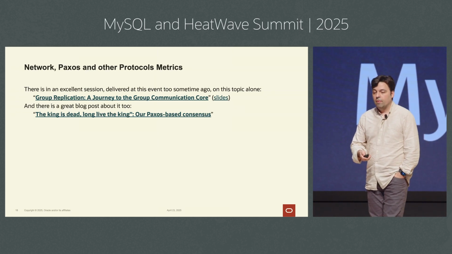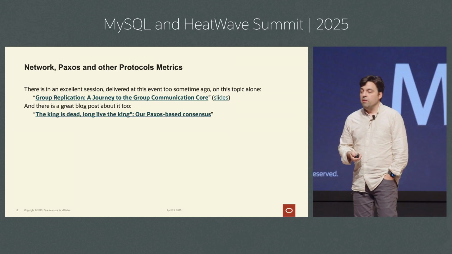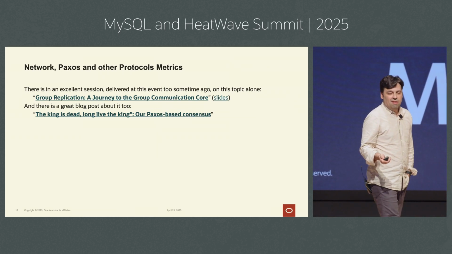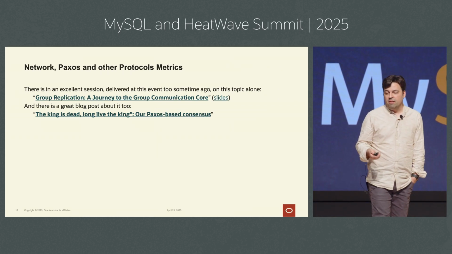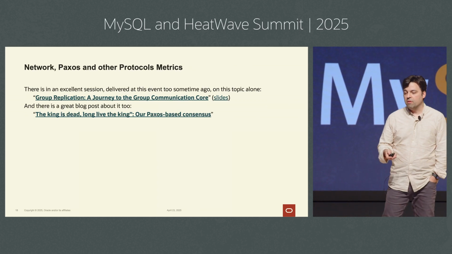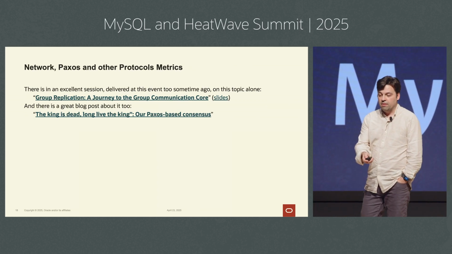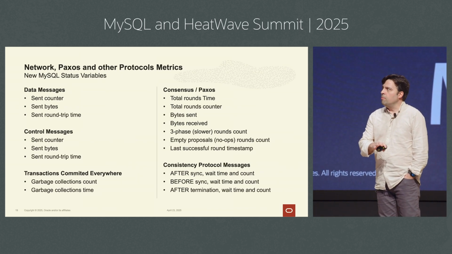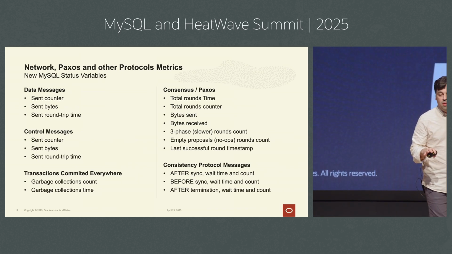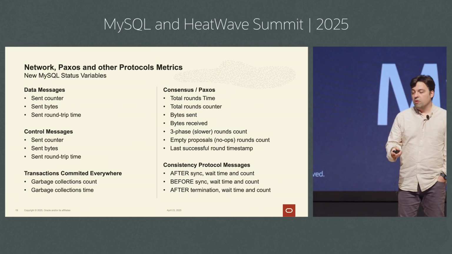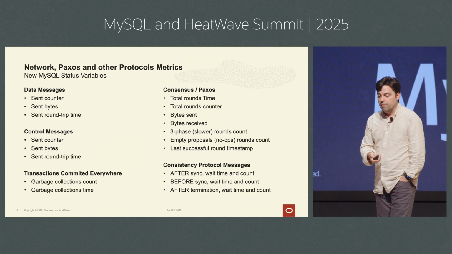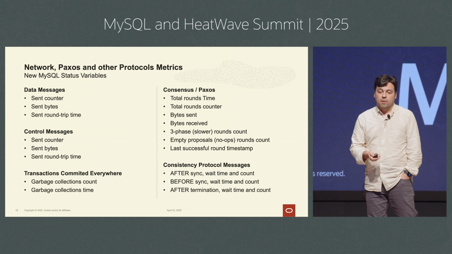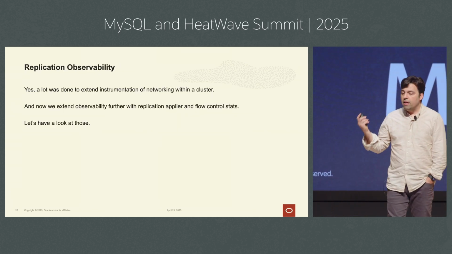So anyway, there are some interesting blog posts about very deep Paxos and GR implementation of these replication protocols. They're just here for reference, but I'll skip that. This is just a summary of the metrics that we exposed earlier on. I'm not going to go into the details here, but they exist. This is an example of the metrics that I was talking about earlier. So yeah, that already existed.